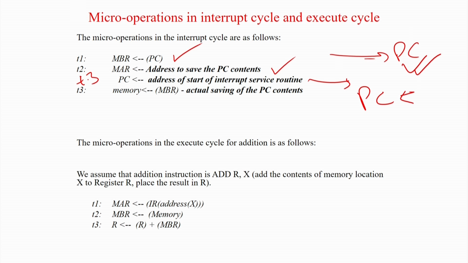In T1 you save the PC in the memory buffer register. In step 2 you write the address in the memory address register where you want to store the value of PC. At the same time you increment the value of PC, because PC is free. So in this case you jump to the interrupt service routine, and then in time step 3 the memory buffer register will write the value to the memory whose address was given in the memory address register. So in step 3 you are physically saving the value of the program counter.